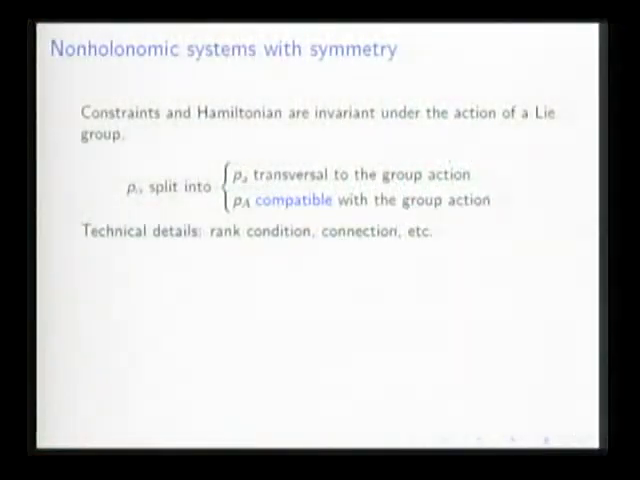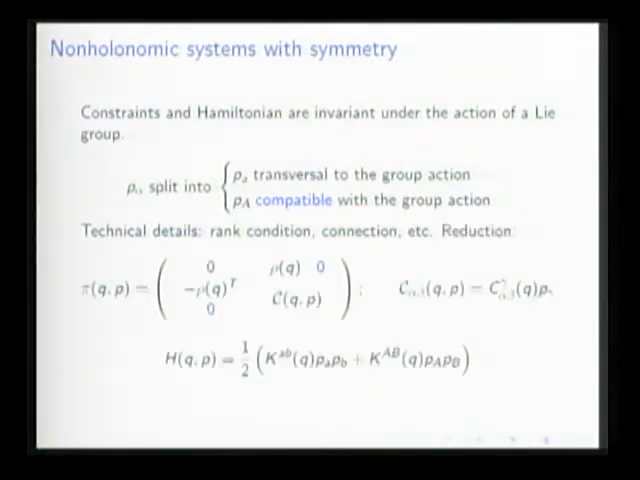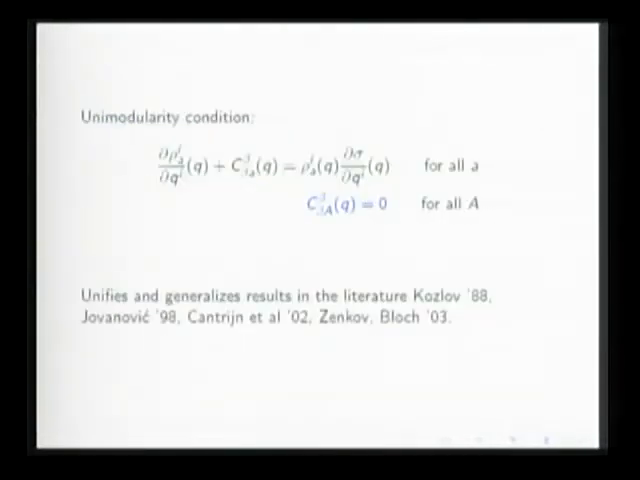With this choice, and there are certain technical details that I'm avoiding here, talking about a certain rank condition and the choice of a connection, you end up with a reduced Poisson structure of the same kind, except that the fact that you put something blue here, meaning something compatible, makes some zeros appear on this part. And these zeros are going to be extremely important. The Hamiltonian can be written in block diagonal form with respect to the choice of momenta in the two directions, transversal and tangential to the group orbits.